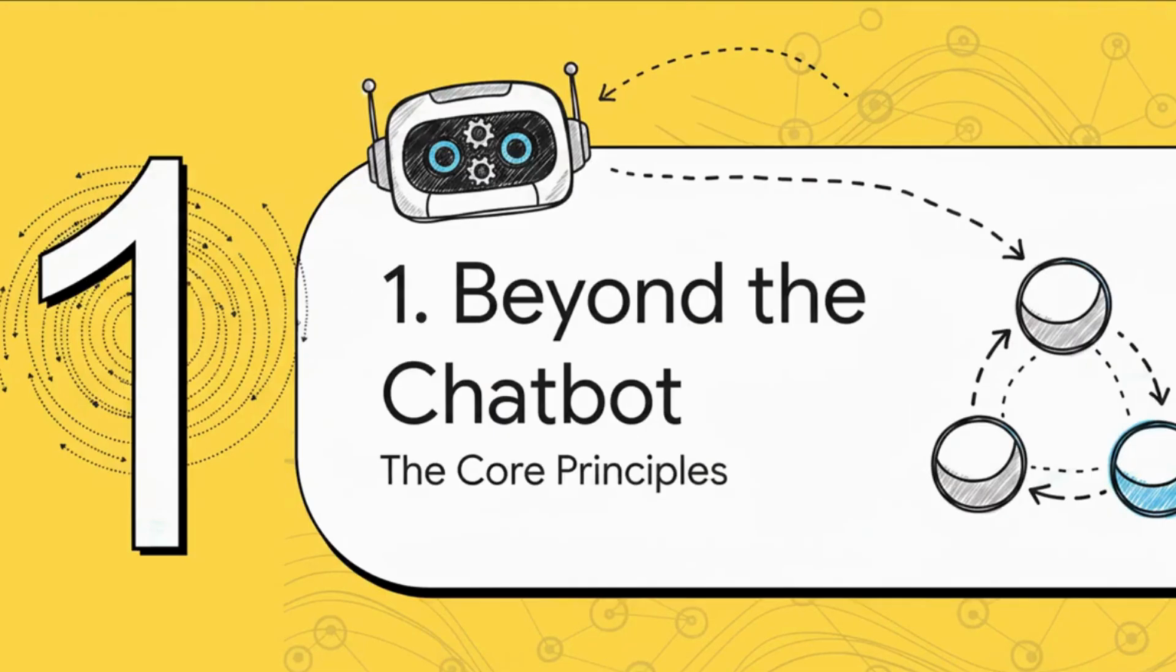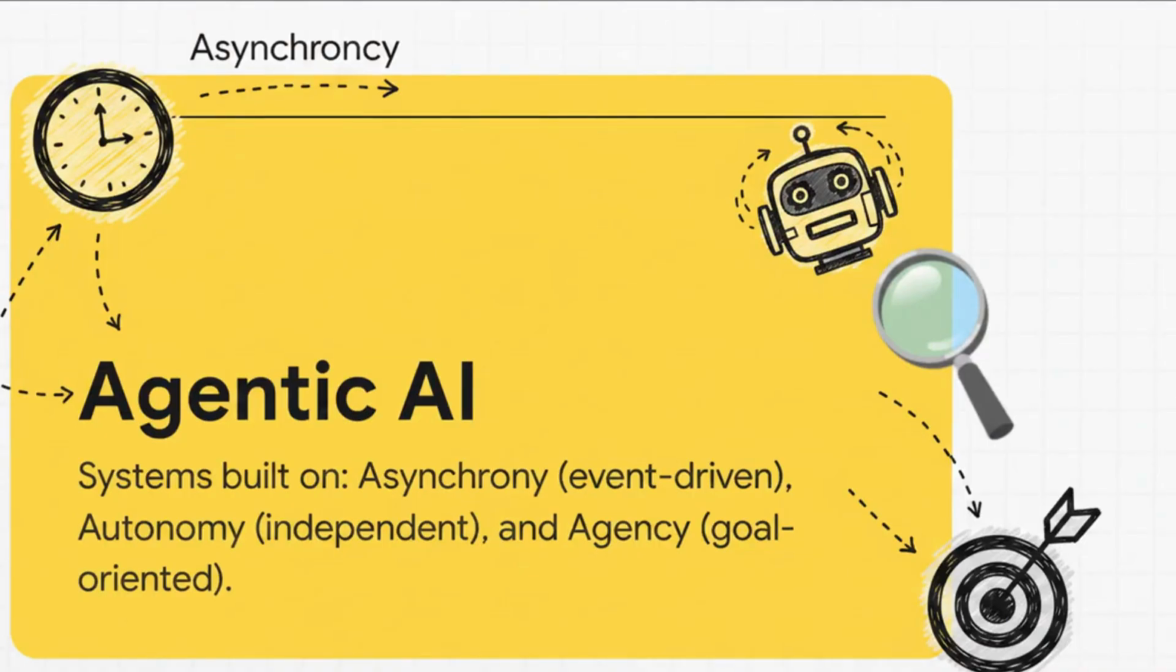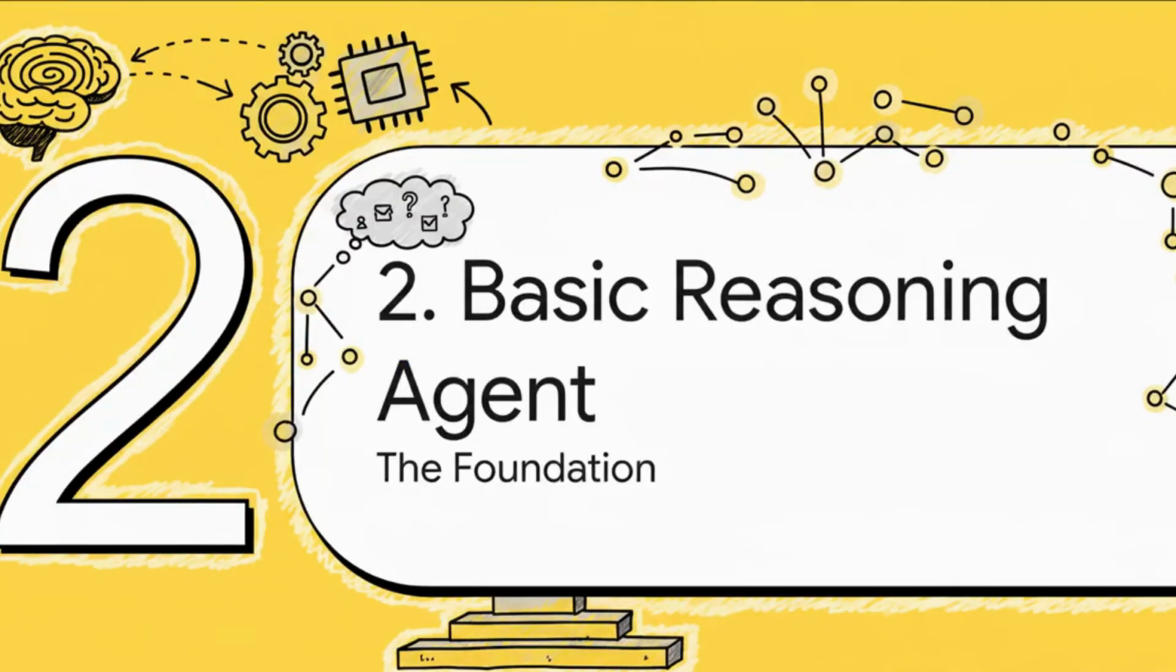Okay, so first things first, we need to really understand what makes an AI system agentic. Because it's not just about being smart, it's about a very specific design philosophy that's built on 3 key principles. So these 3 ideas really define what an agent is. Asynchrony means it can work in the background, responding to things as they happen, not just when you're actively talking to it. Autonomy means it can make its own decisions and take actions without you having to approve every single little step. And, most importantly, agency means it does all of this with a purpose, to achieve a goal that you've given it.